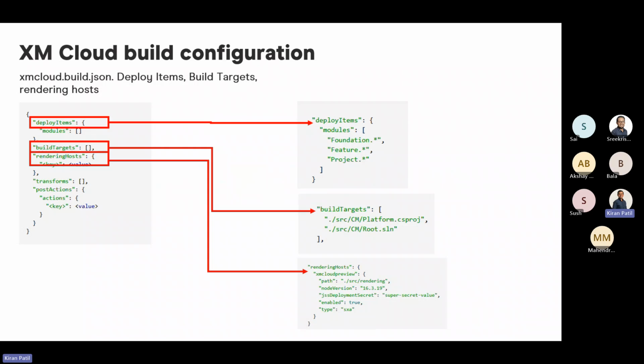To deploy that, the most important file in the XM Cloud repo is xmcloud.build.json. We'll see a live file as well. But this file is kind of a core which provides all the deployment instructions to XM Cloud. It deploys your items, build targets, rendering host, everything is configurable here.